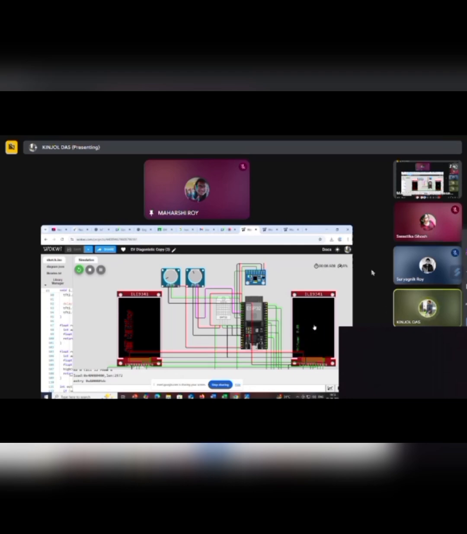shows all the vital parameters of the EV. That is, first one is voltage, second one is current, third one is temperature, fourth one is humidity, then SOC. SOC means the state of charge, and then cycles per second. Okay. And the last one is the health.